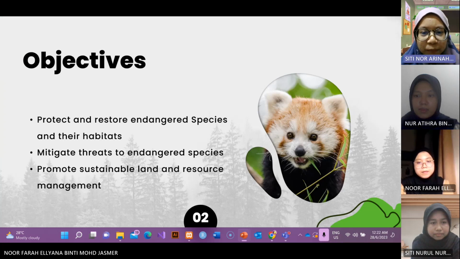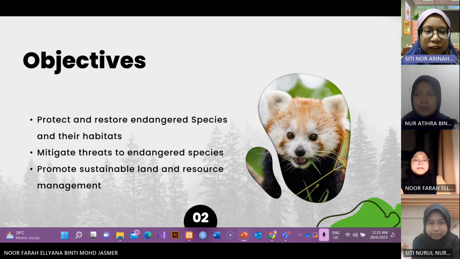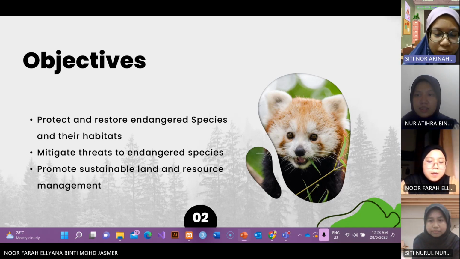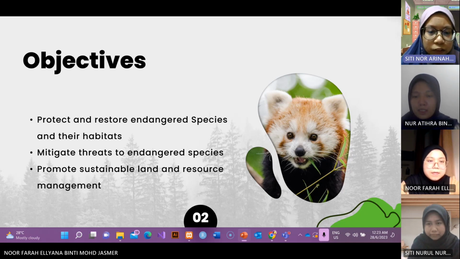So now I will explain the objectives of our system. First is to protect and restore endangered species and their habitats. Establish protected areas and conservation zones to safeguard habitats crucial for endangered species, for example, Zon Negara or Zon Melaka, to save and protect endangered species. Then, implement measures to restore and rehabilitate degraded ecosystems to support the recovery of endangered species.